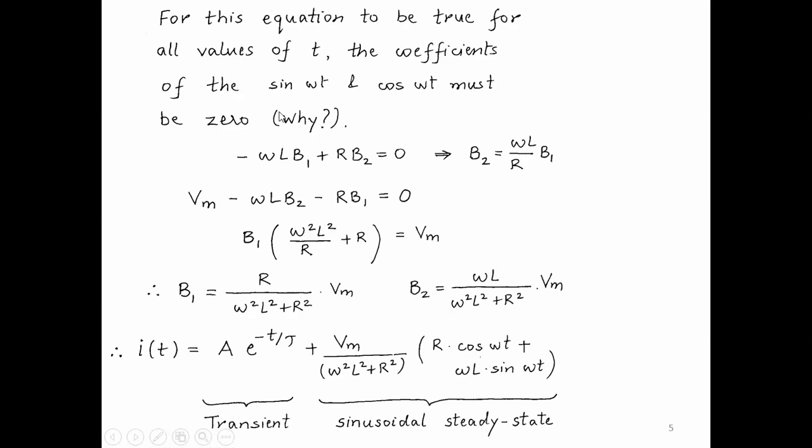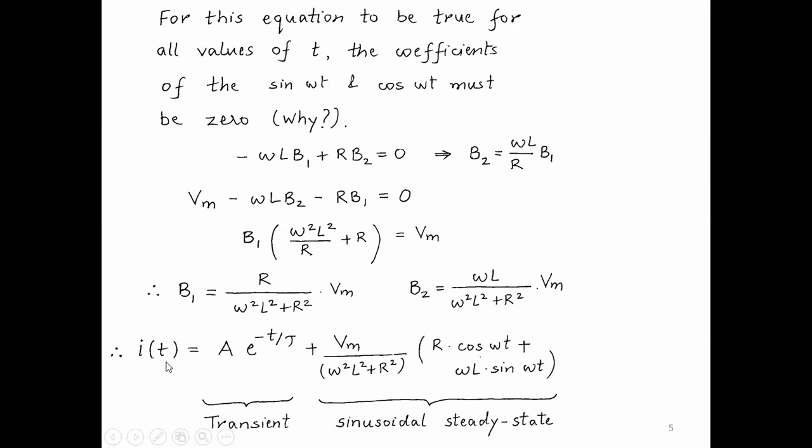Okay, so we take that for granted, and we say omega L b1 plus R b2 equal to 0, which gives us b2 in terms of b1, and then this term equal to 0. So we substitute for b2 and we get b1 equal to R by (omega squared L squared plus R squared) times Vm, and b2 equal to omega L by (omega squared L squared plus R squared) times Vm. Substitute this back in i of t. So this was our natural response, plus this is our forced response. So this is the total solution of i of t.